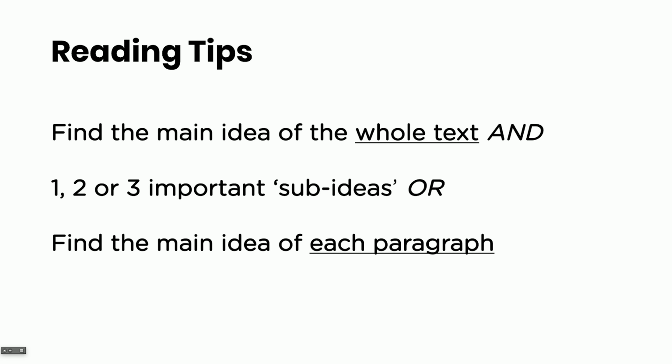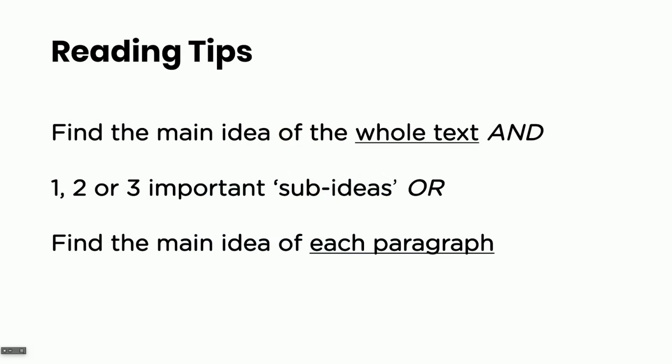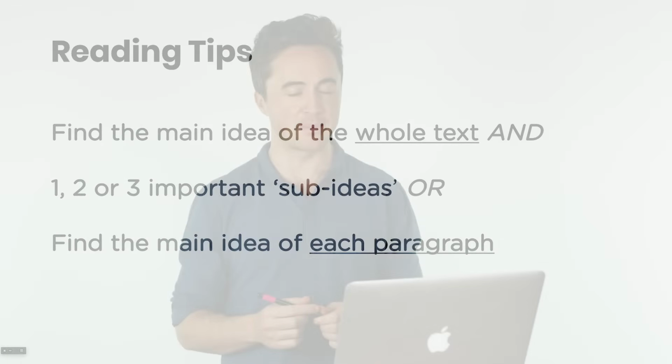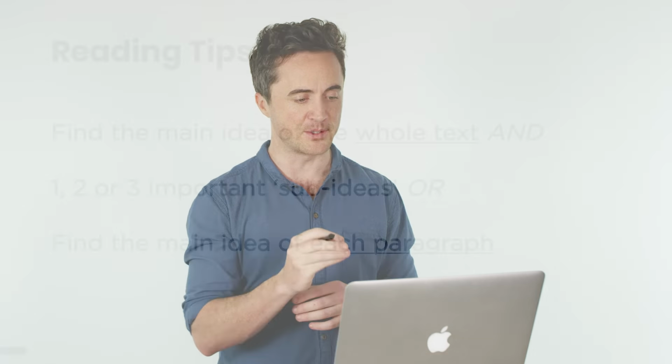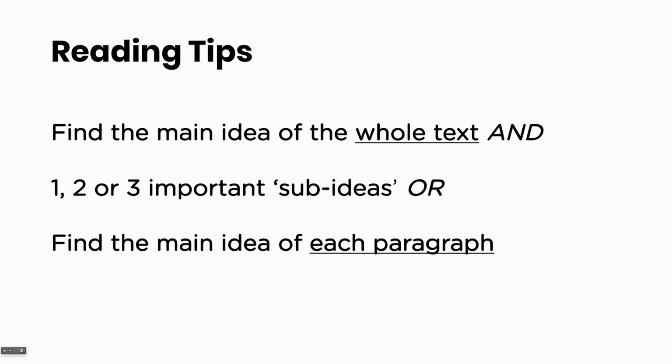Okay, let me provide you some reading tips. Basically, there are two ways to read this text. One is you find the main idea of the whole text. The paragraph or paragraphs will have one central idea, and there'll also be one, two, or possibly three important sub-ideas. That's the first way that the paragraphs might express the meaning, a central idea with some sub-ideas. Or, like in the example we're about to do, you'll have to find the main idea of each paragraph and then turn that into your sentence.